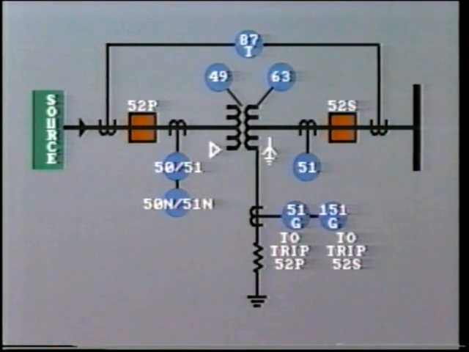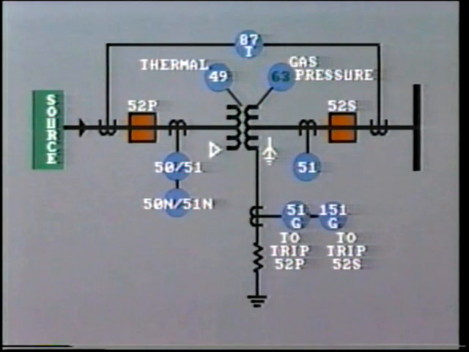Both breakers will be tripped in the event of an internal transformer fault. Let's look at the type of relays that are usually installed. Relay 49 is a thermal relay, and Relay 63 operates on gas pressure or gas accumulation. These so-called mechanical relays are normally included as part of the transformer construction.